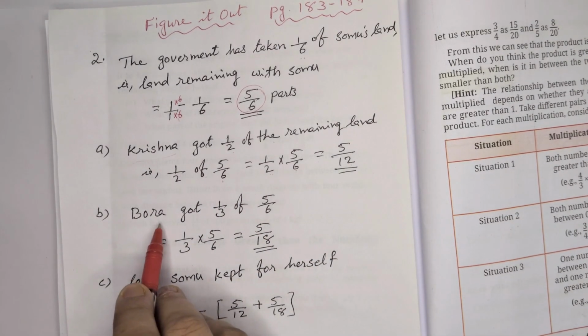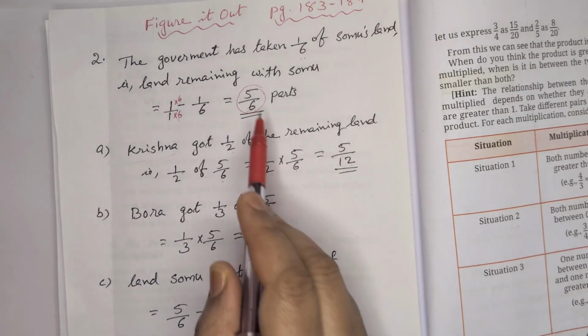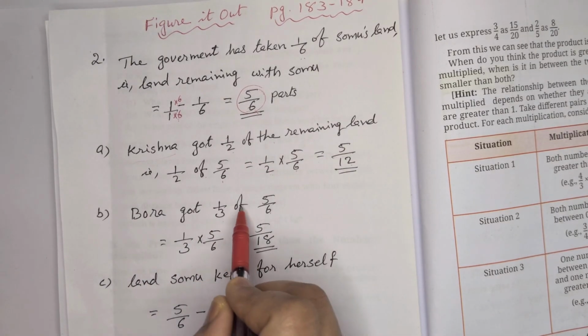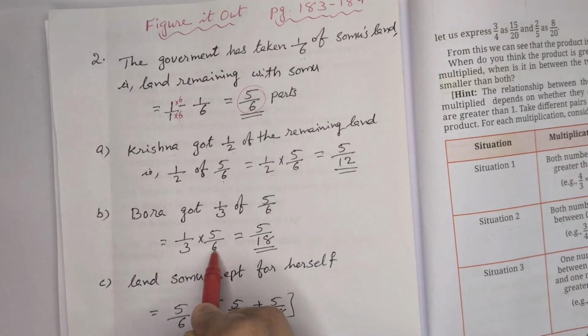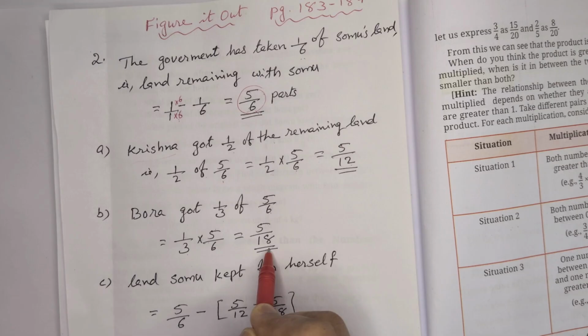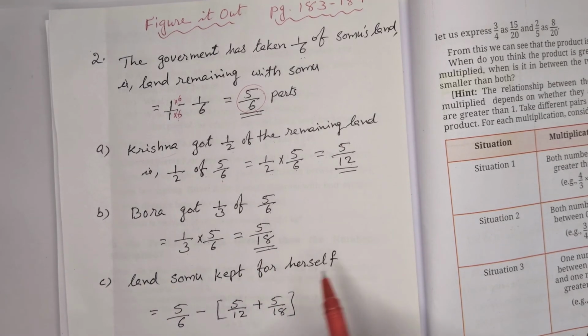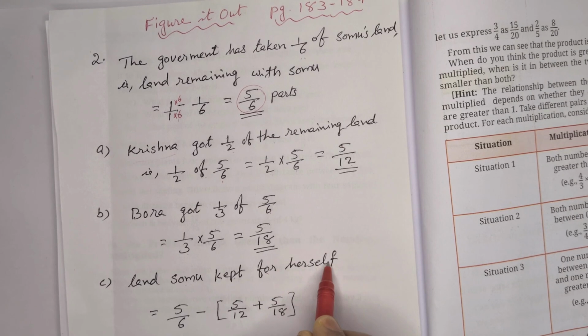Then son Bora, he got 1/3 of the remaining part. The remaining part is 5 by 6. 1/3 of that means 1 by 3 into 5 by 6, which means 5 by 18. That much portion Bora is getting. And the remaining Somu kept for herself. That we have to find out, how much.